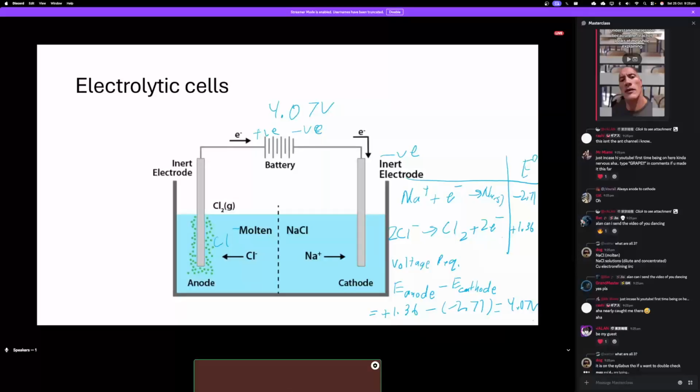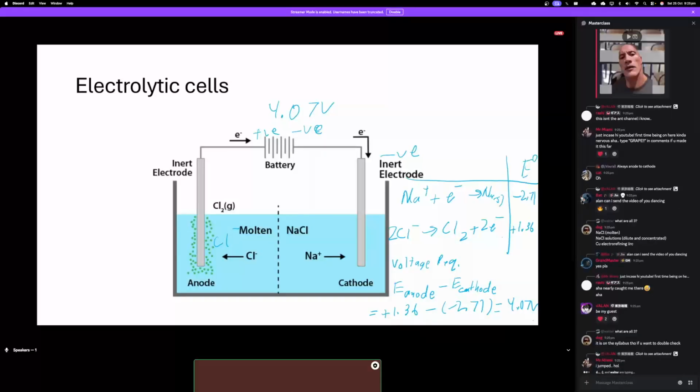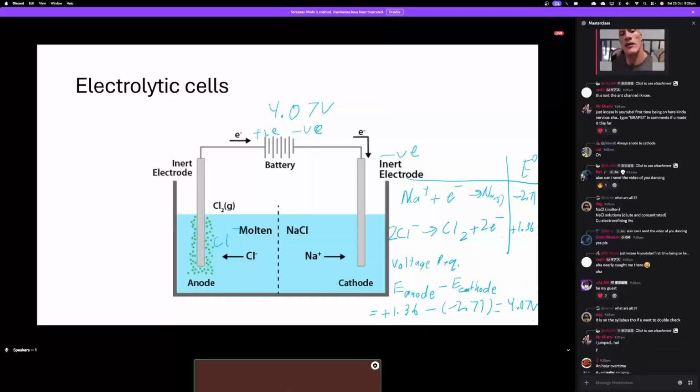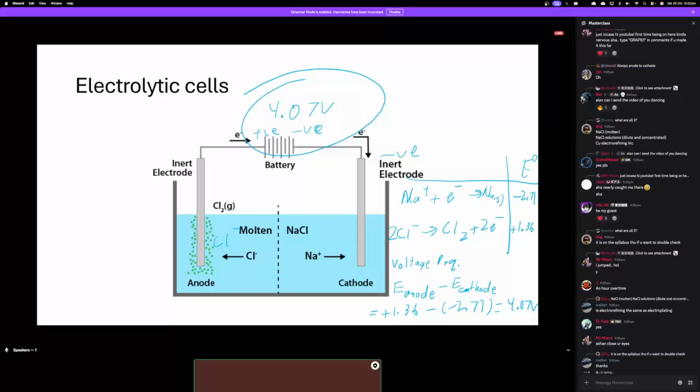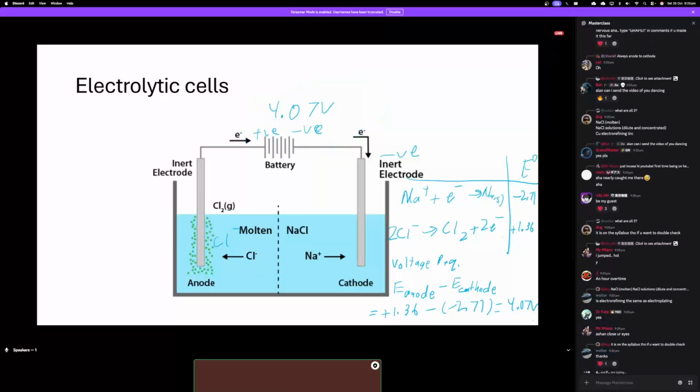Is everyone cool with the molten sodium chloride and how I got this E cell value, or the voltage required? Yeah, it has gone over time. Electrolysis similar to electroplating? No, it is not. Cool.